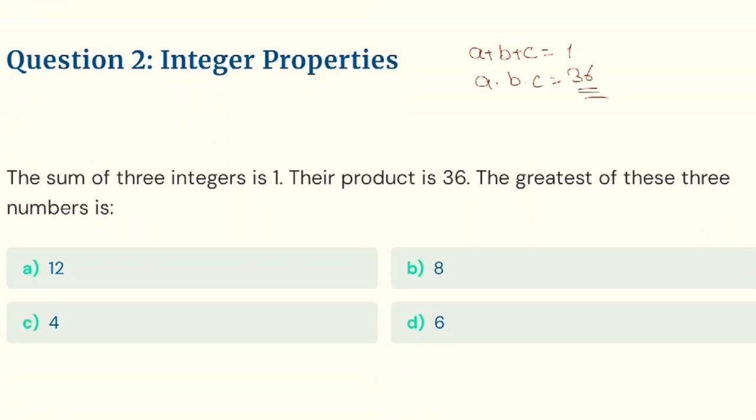Okay, so we just want to break this 36 into three numbers, of which one is positive and the other two are negative, and whose sum is 1. So it can be done like 6 times minus 3 times minus 2, and when you add them, 6 plus minus 3 plus minus 2 gives you 1. So the greatest integer of these is 6.